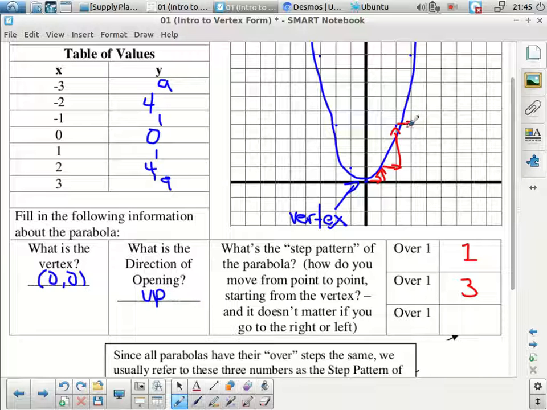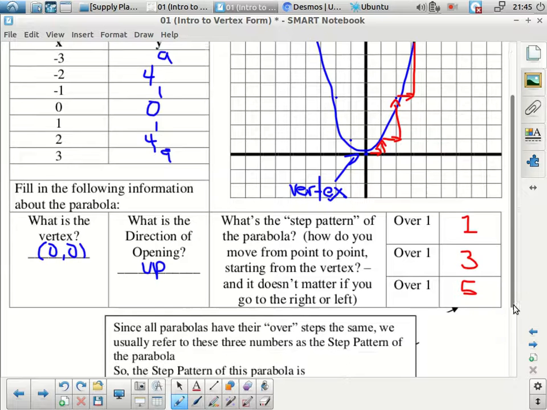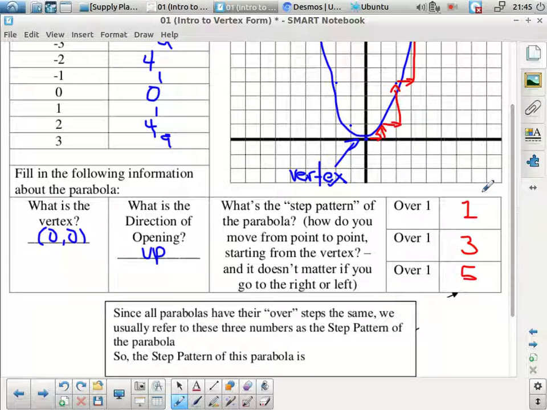When I go over 1, how far do I have to go up to get to the next point? I'm going 1, 2, 3, 4, 5. Okay, now you may notice a bit of a pattern starting here. If I was to keep going, the next one is actually going to be 7. If I am going up by 2s here, it'd be 7 and then 9 and so on. Okay, but this is enough to get the graph started. So this is kind of the basic step pattern: 1, 3, and 5.